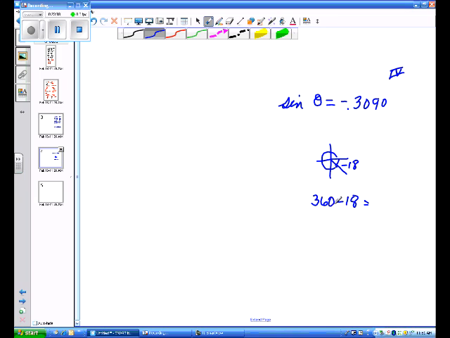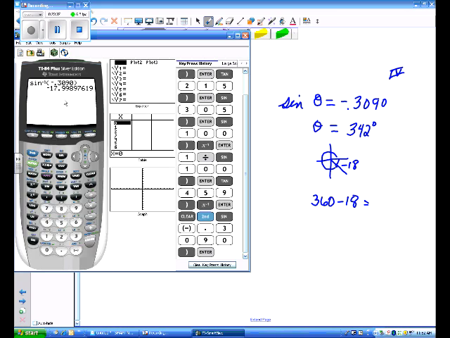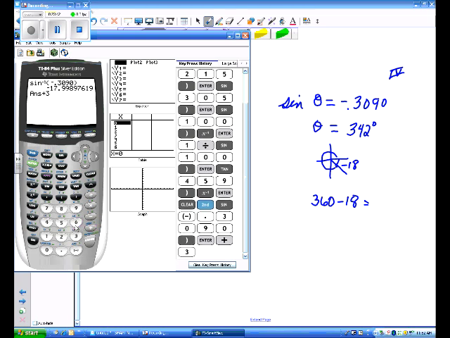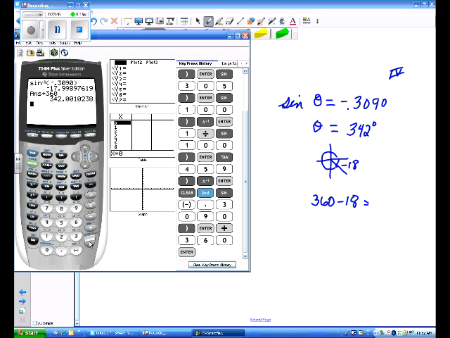But that's between 0 and 360. We normally want our angles between 0 and 360. So we get 342 degrees. Now you could do this on your calculator if you stop to think about it. 360 minus 18 is the same as negative 18 plus 360, and we have our 342 degrees. But we always want to give our angle between 0 and 360. So if you end up with an angle that's negative, you're going to have to adjust to get the correct angle.